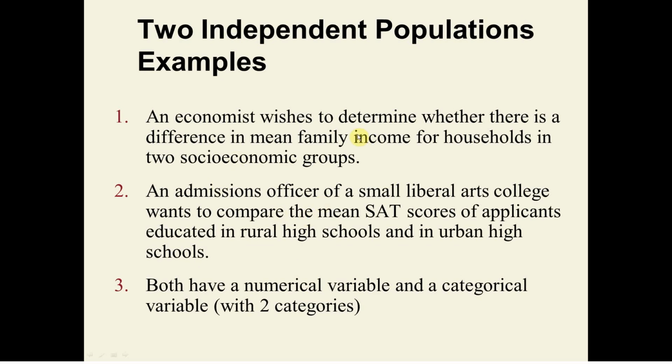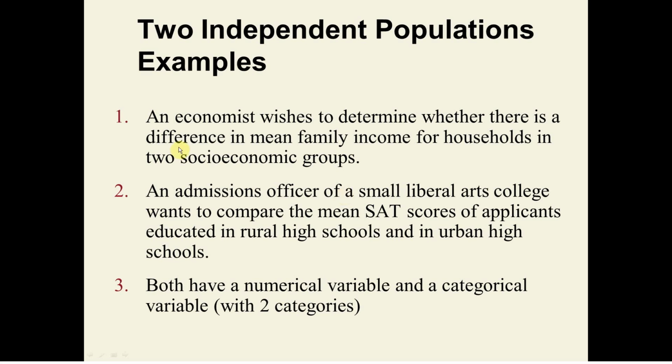Let's look at how we can extend this. We can take this idea of looking at one population parameter to comparing population parameters. So let's take two independent populations. Two independent meaning that we're comparing two things that don't have a relationship to each other. We just assume they're not related to each other.